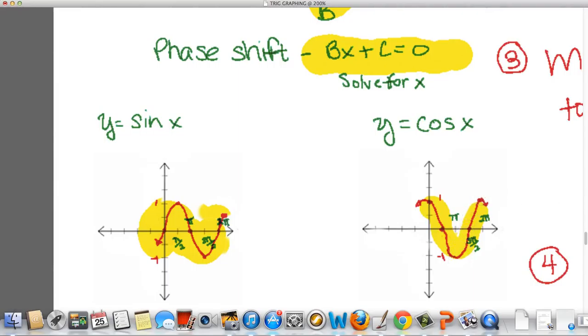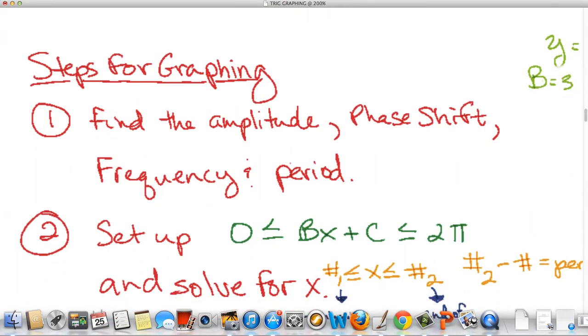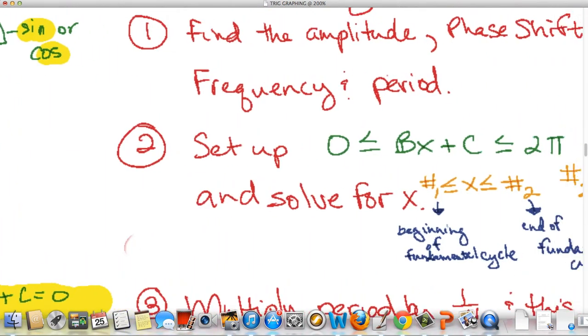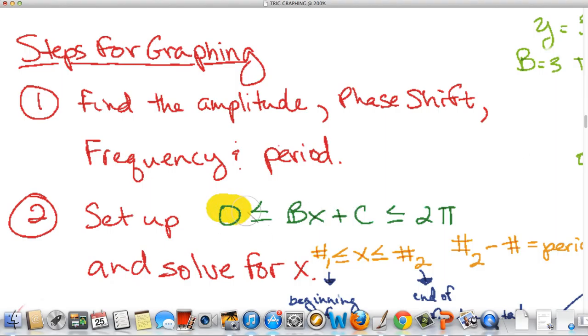All right. So what are the steps? How do I graph these things? The first thing you want to do is go ahead and find all these guys that I just gave you the formulas for: amplitude, frequency, phase shift, and all that. But then the next thing you do is you set up this little inequality here. Your fundamental cycle is going to be between 0 and 2 pi, if it was just x in here.